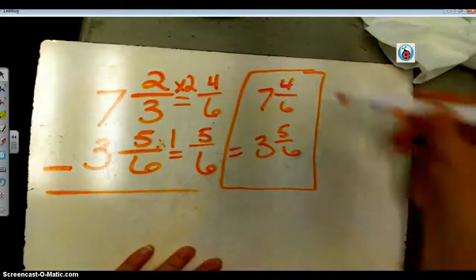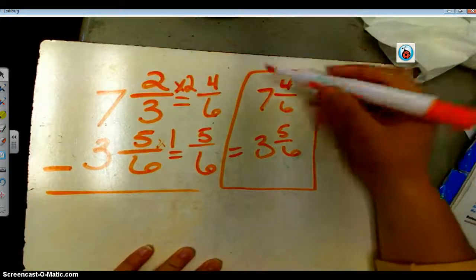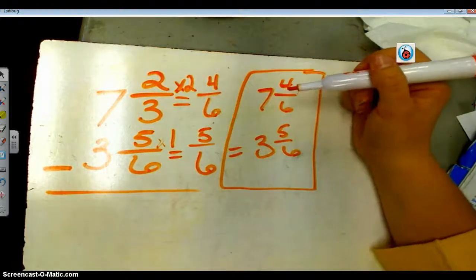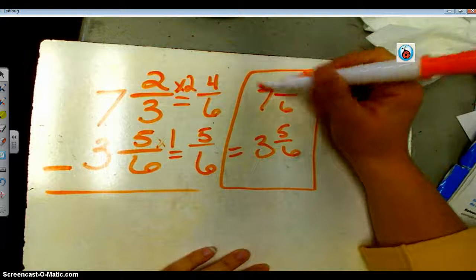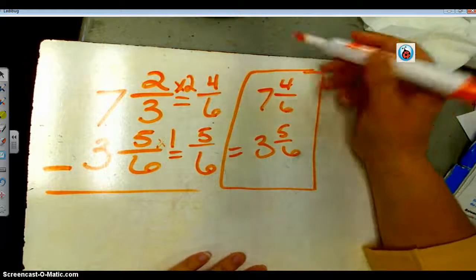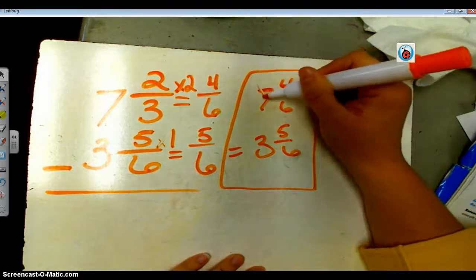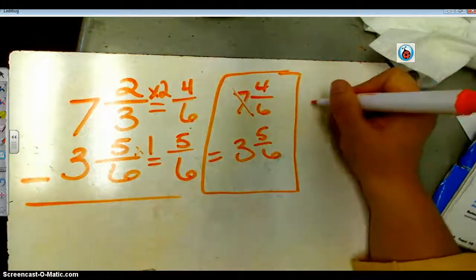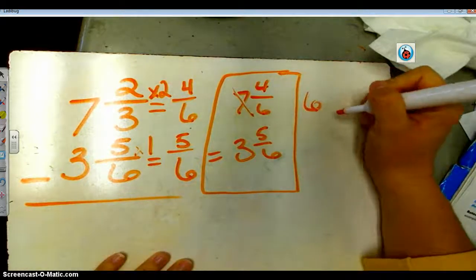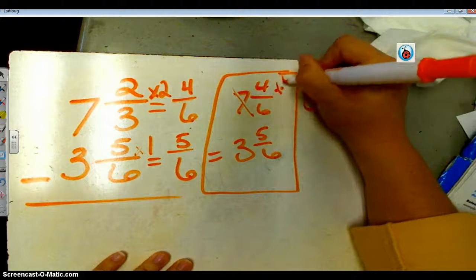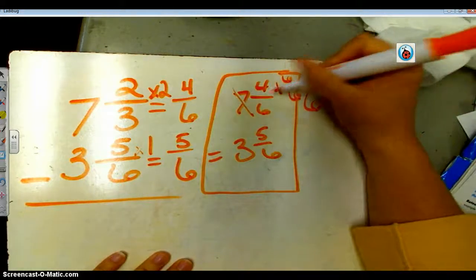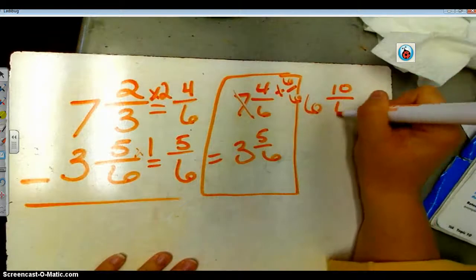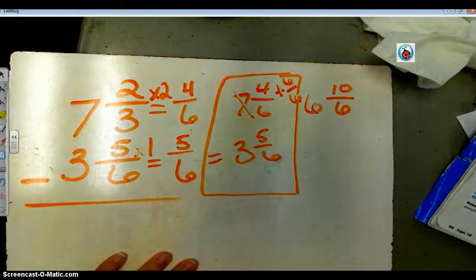So we already decided we can't reverse the order because then we were going to mess up with our whole numbers. So what we have to do is borrow from our whole numbers. So instead of 7, we're going to take 1 whole away and make it 6. Then we're going to add 6 over 6. And how do you add that? 10/6. It would be an improper fraction. Then you have 10/6.